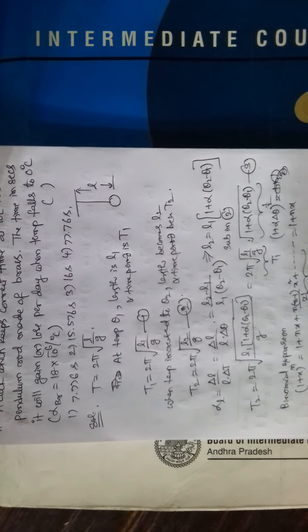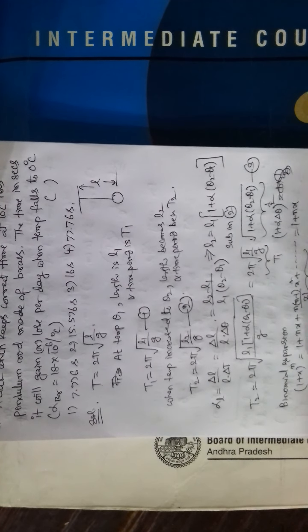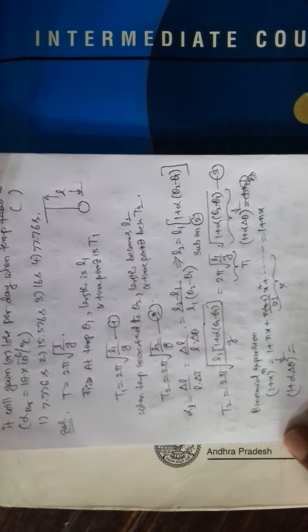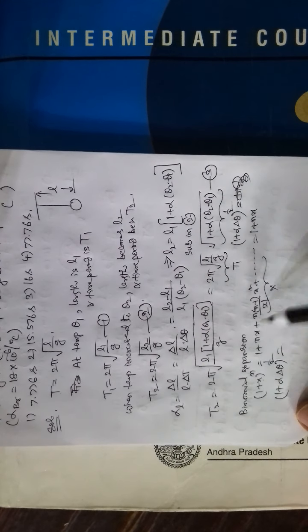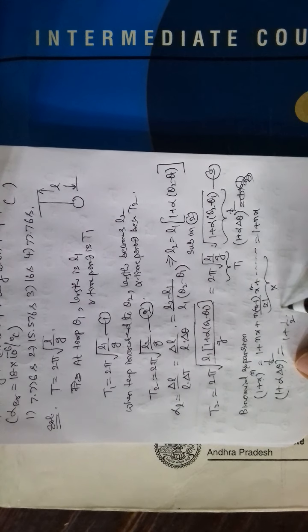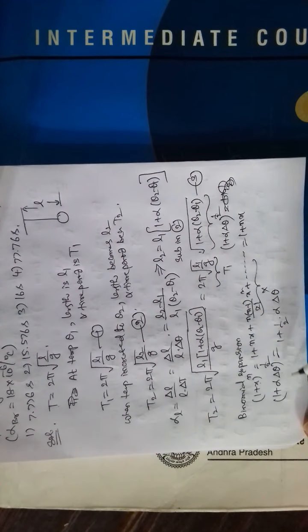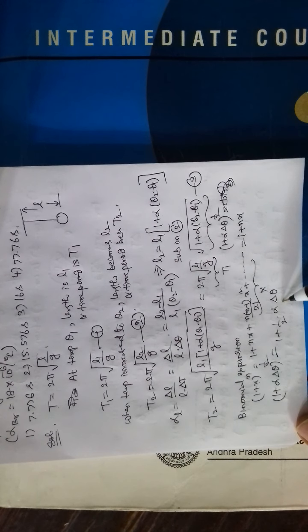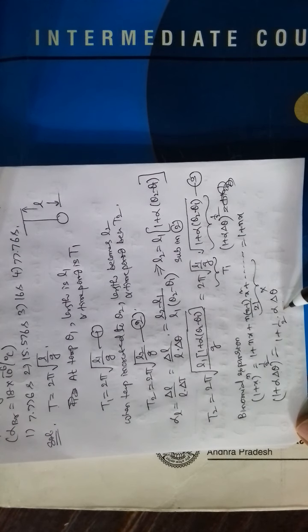So now here, 1 plus alpha delta theta, to the power 1 by 2. Like (1 plus x) to the power n, 1 plus alpha delta theta to the power 1 by 2. By binomial expansion we write 1 plus 1 by 2 into alpha delta theta. So by binomial expansion we get this. In this place we write T1 and in this place we write this one.